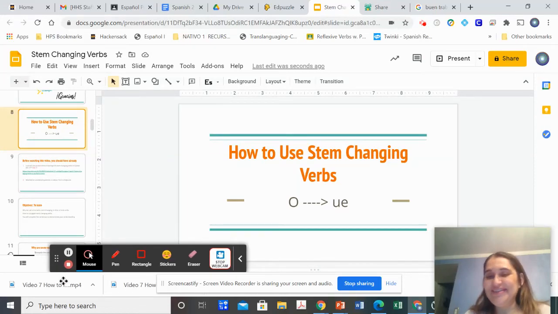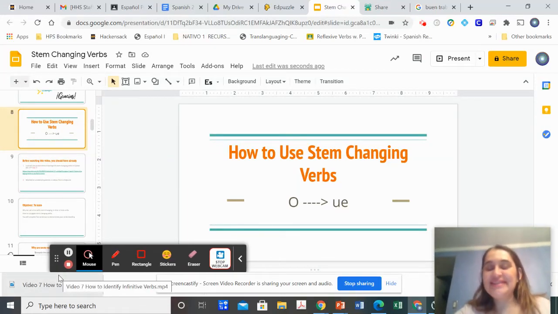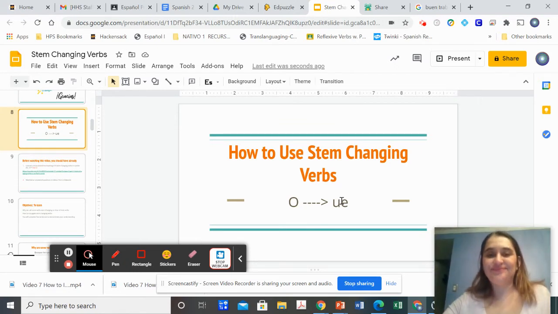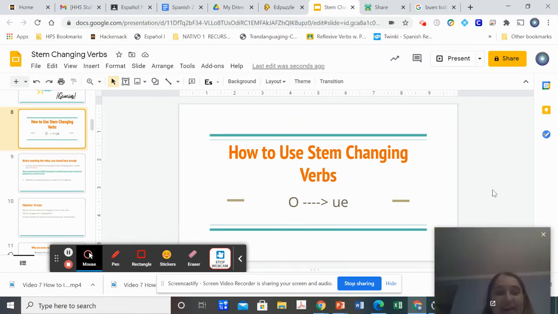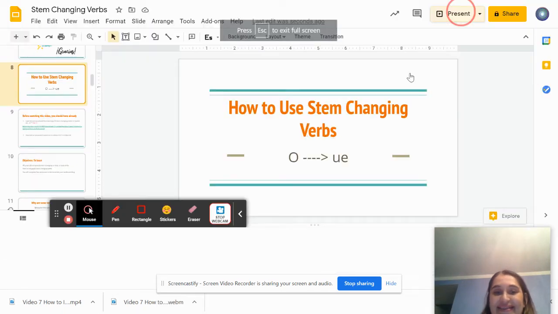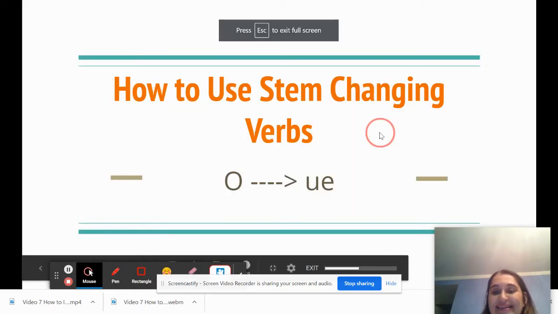Hola chicos, soy la señora Márquez Aponte, and in this lesson we are going to focus on how to use stem changing verbs, verbs that change from O to UE. Okay, so let's start with that.